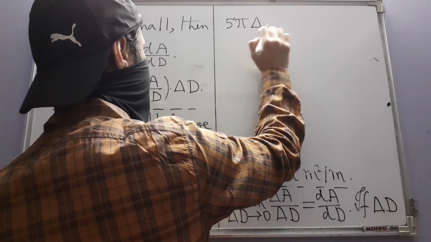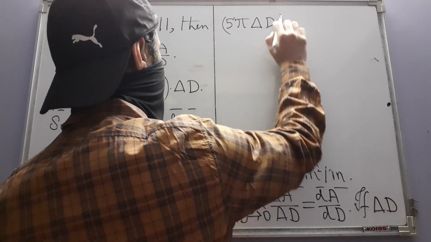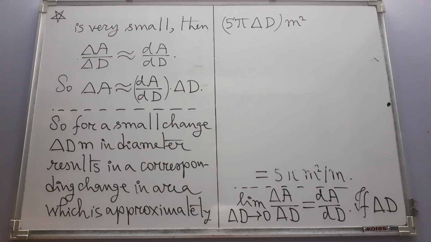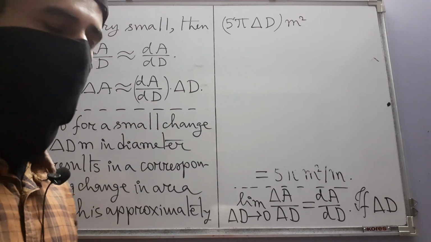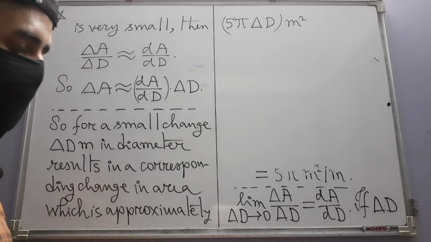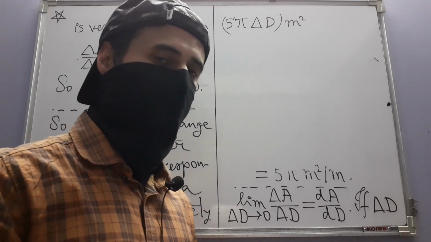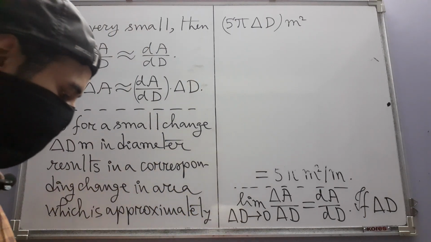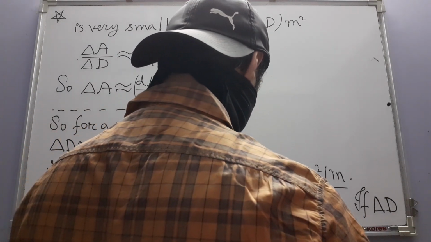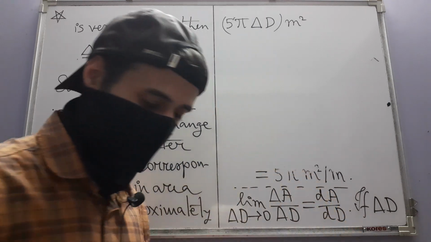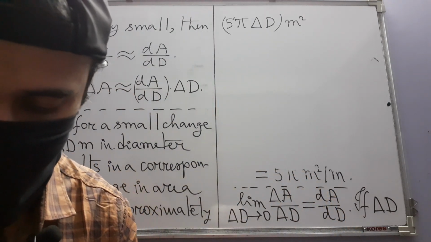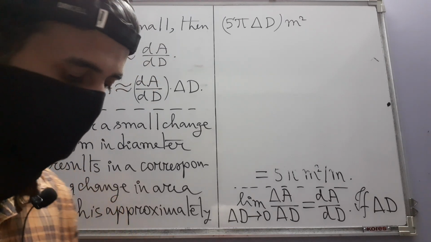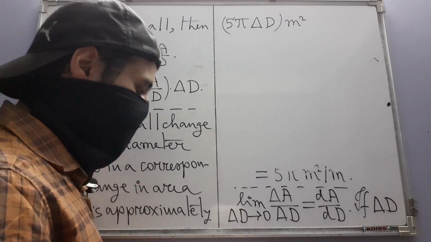Pi times delta D, and the area unit is meter square. Okay. And now after this we come to some other rates of change which actually depend on time. These are the notions of displacement, velocity, speed and acceleration that you saw in mechanics.